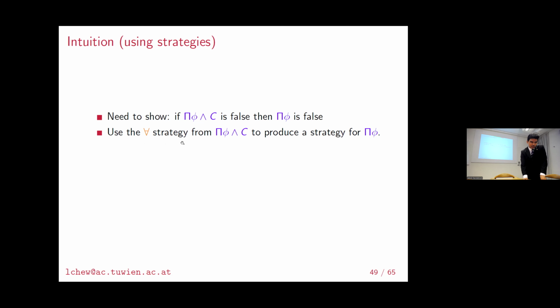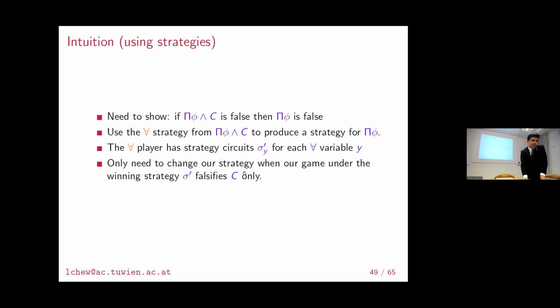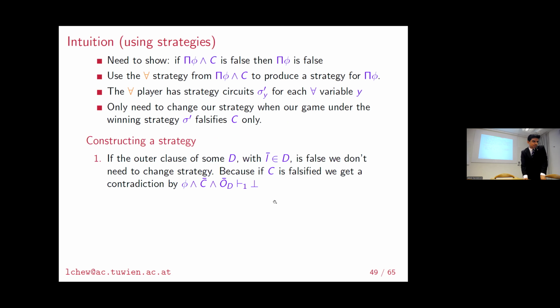So suppose we have some universal strategy from here. We want to produce a strategy for removing C. So let's say we have the circuits, and we only need to change our strategy under the game when our previous strategy only falsifies C, right? So how do we do this? Well, if the outer clause of some D with this negative literal is false, we don't actually need to change the strategy, because of our QRAT condition. Because if it falsified C, then it would lead to a contradiction.